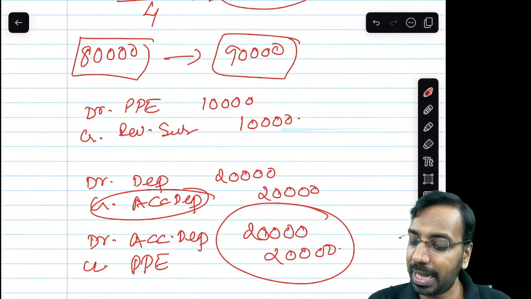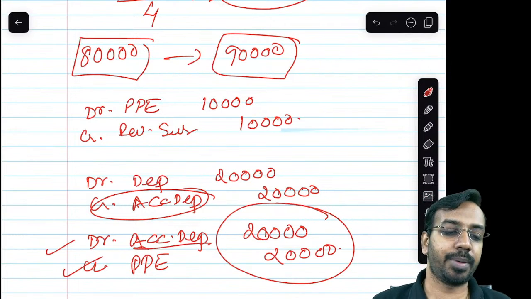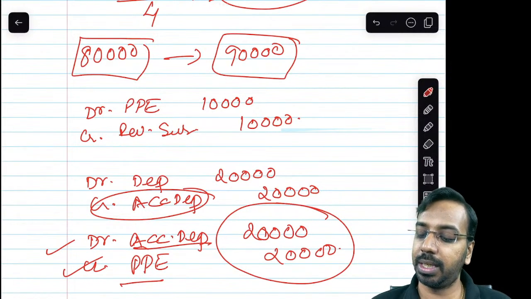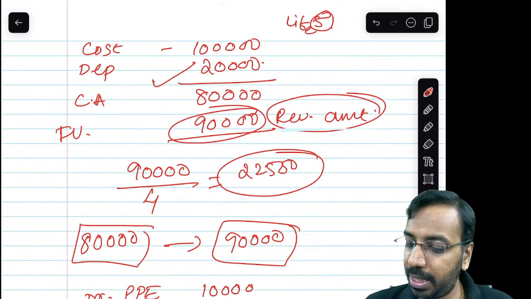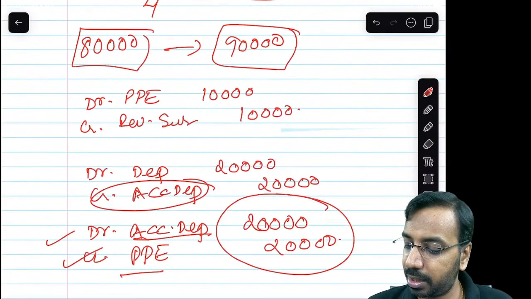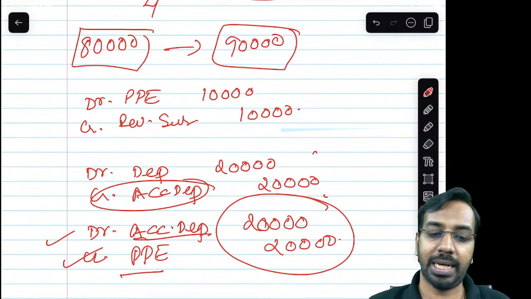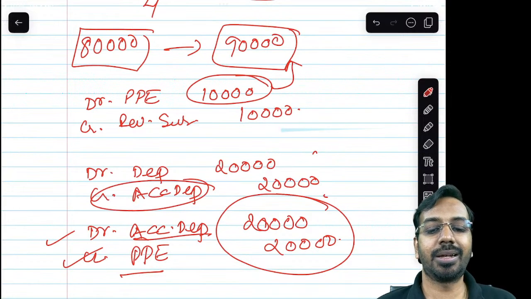You will have to transfer the accumulated depreciation to the PPE, so you will debit accumulated depreciation and credit PPE. Right. So what will happen? From PPE of 1 lakh, this depreciation will be transferred and adjusted against it. It will come down to 1 lakh minus 20,000, which is 80,000, plus 10,000. When you do that, you get 90,000. That is the net method.